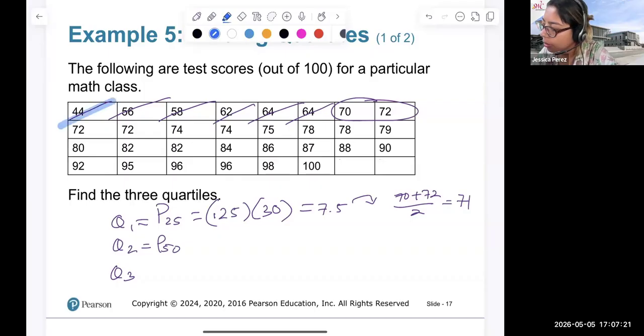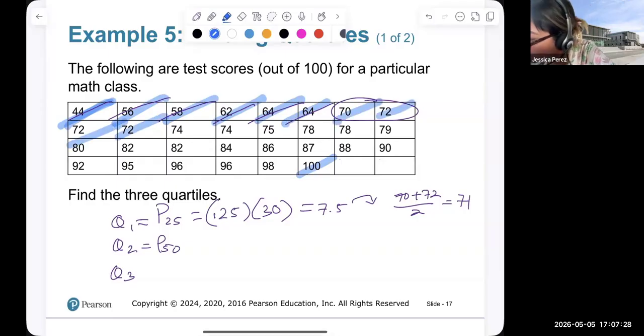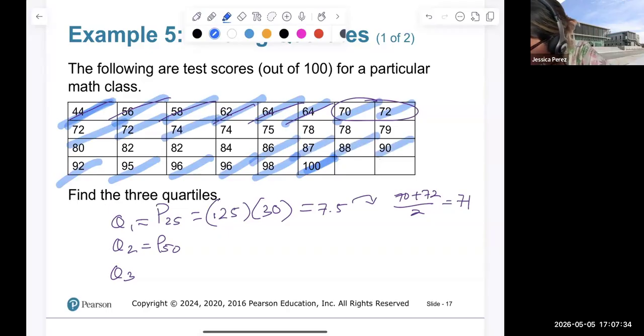So you cross, cross, cross. So you cross 1, 2, 3, 4, 5, 6, 7, 8, 9, 10. And then we say cross, cross, cross, cross, cross, cross.